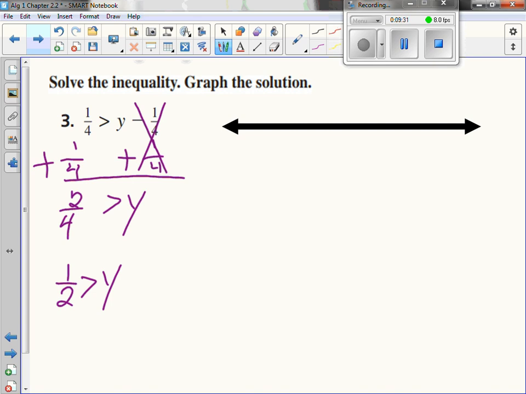We're trying to get the variable by itself, so we add it to both sides. 1/4 plus 1/4 gives us 2/4, so well, 1/2. Any questions on this?